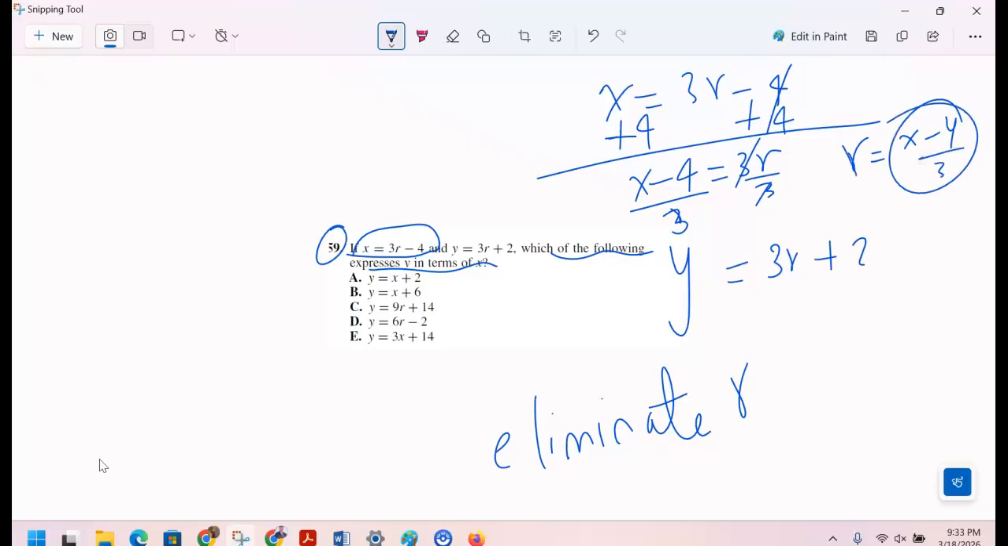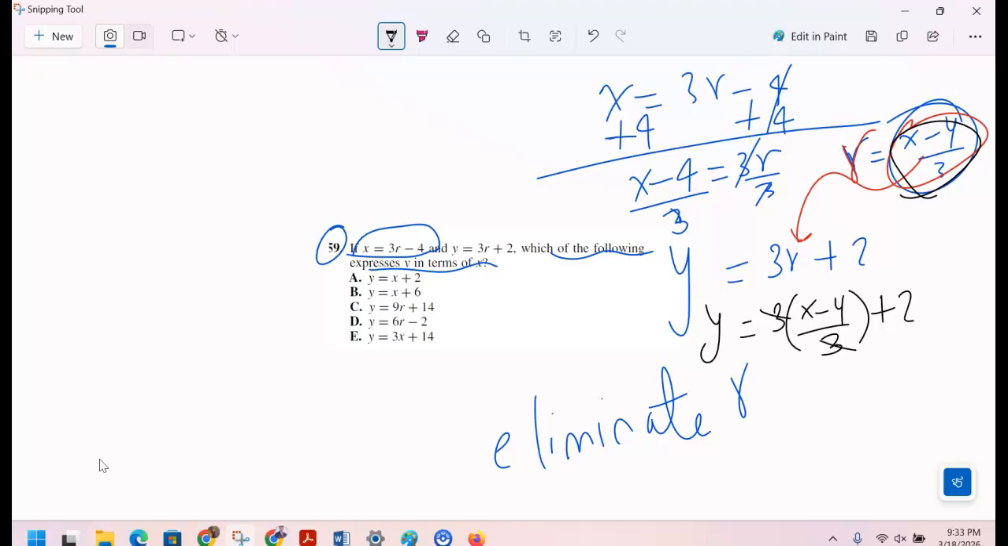Now this r is replaced here. So this equation will be y equals 3 times the r, which is x minus 4 divided by 3, plus 2. And you can see the 3 crosses out. You get y equals x minus 4 plus 2. And that becomes x minus 2, and you are done.